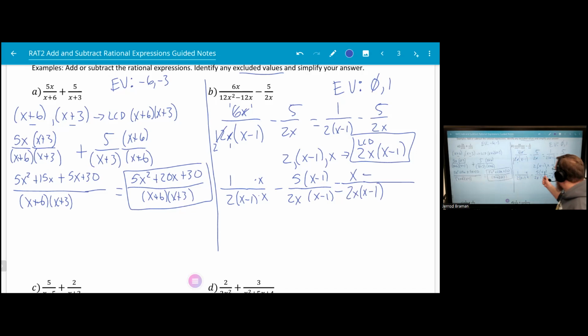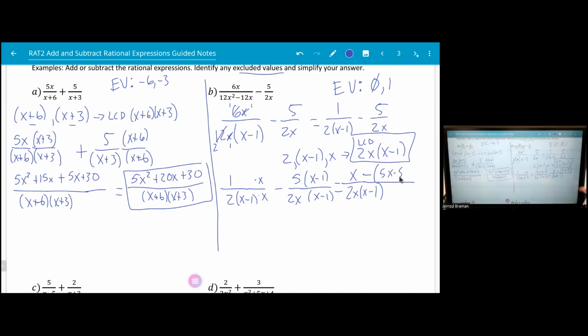You need to put this minus, because when I distribute through this as 5x minus 5, that whole thing needs to be in parentheses. I'm subtracting 5x minus 5. I'm not just subtracting 5x and then subtracting 5. I'm subtracting the whole thing. X minus (5x minus 5).